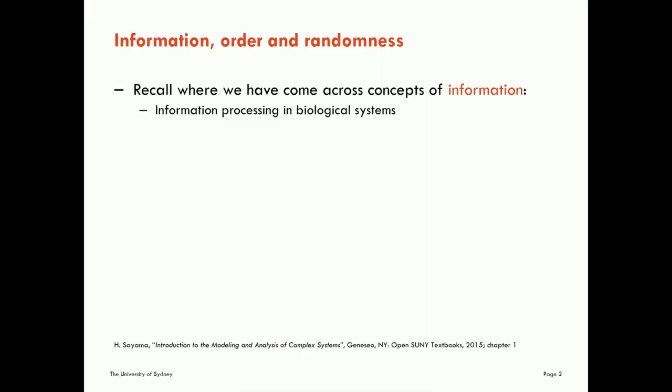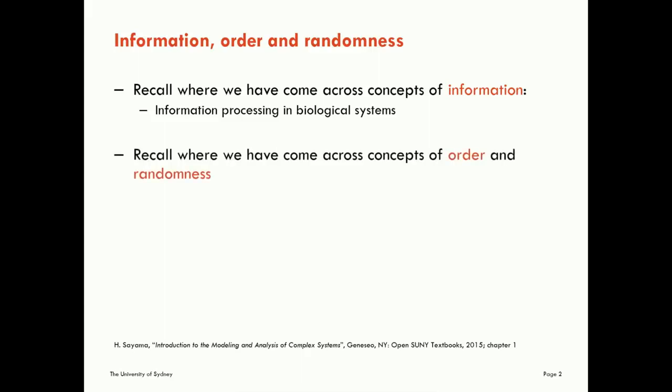Now there we talked about information processing in biological systems, how we could think about the birds in a flock, for example, computing their collective heading, how we could think about ants as computing the most efficient route to food, and how we can think about collectives of neurons computing thought effectively.